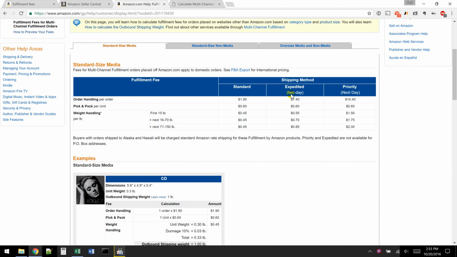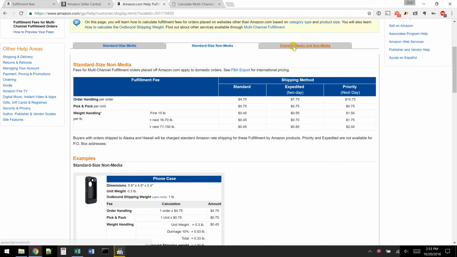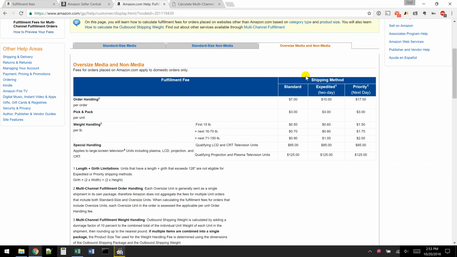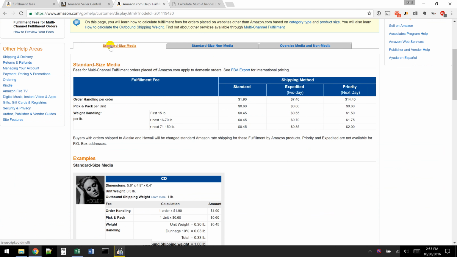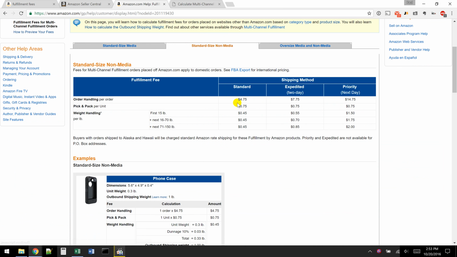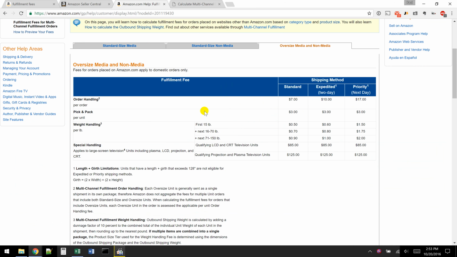Media, same breakdown except cheaper, except priority and expedited are fairly similar. Oversize, same kind of breakdown. Pick and pack is standard based on the size. So standard size media, we'll go back to the beginning. Pick and pack is 60 cents. Non-media, 75 cents. Oversize, $3.